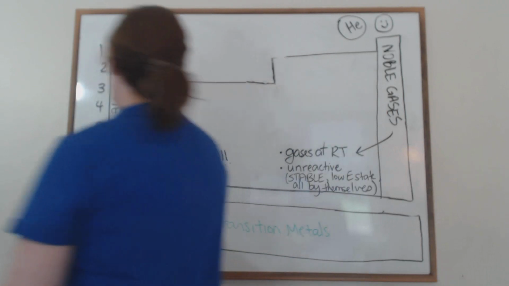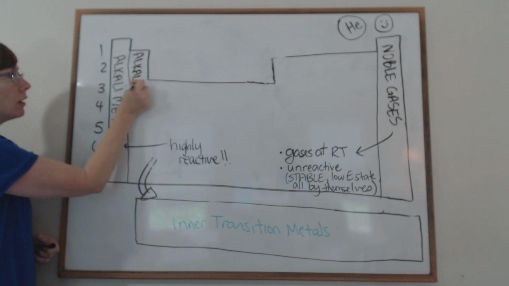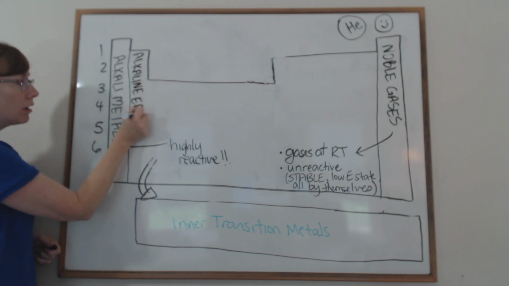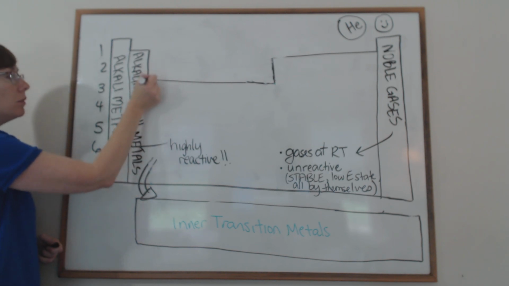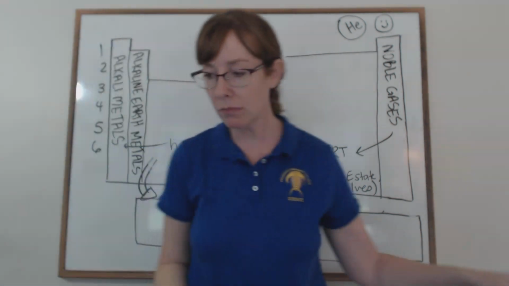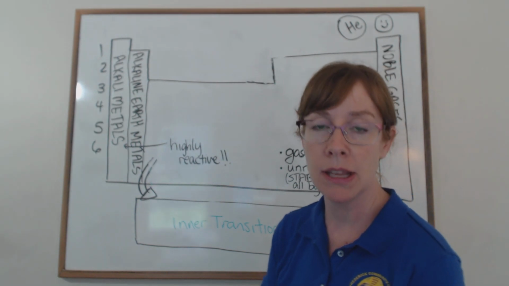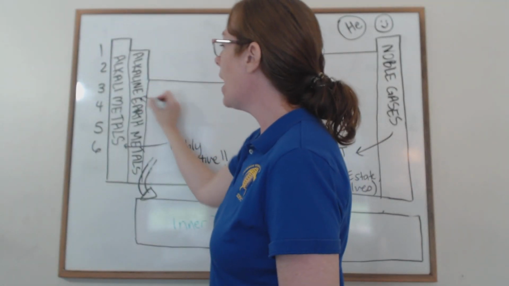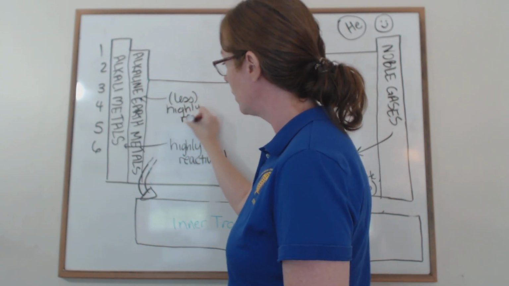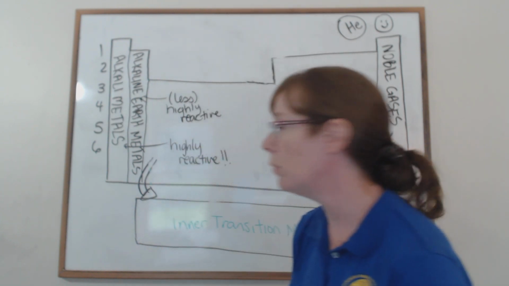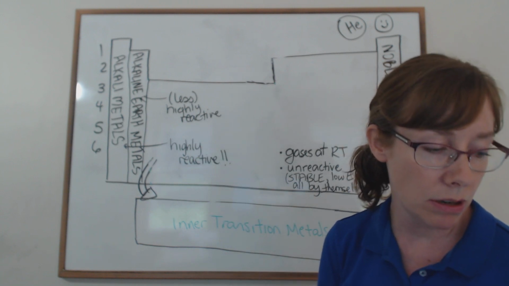The next column in is also famous. Alkaline earth metals. That is your column with your calcium and your magnesium and your strontium and your barium. Now, these are also highly reactive, but a little less highly reactive. And that's really all we'll say about them for now. They're second place to the alkali metals, okay? So they're a little bit less so.